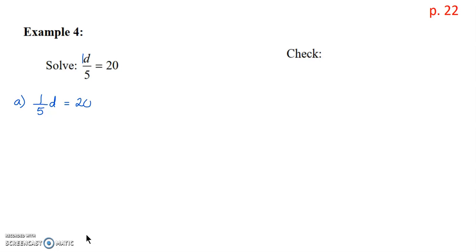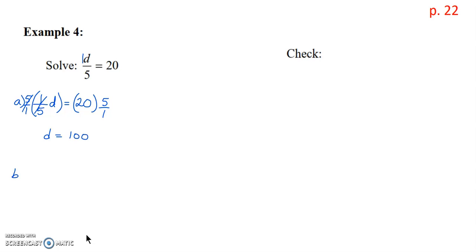is equal to 20. And then again, what we have is a fraction that we can flip to its reciprocal and multiply by. So then we can multiply by the reciprocal, which is 5 over 1, on both sides. And so we would cancel our fractions, and d is equal to 100.